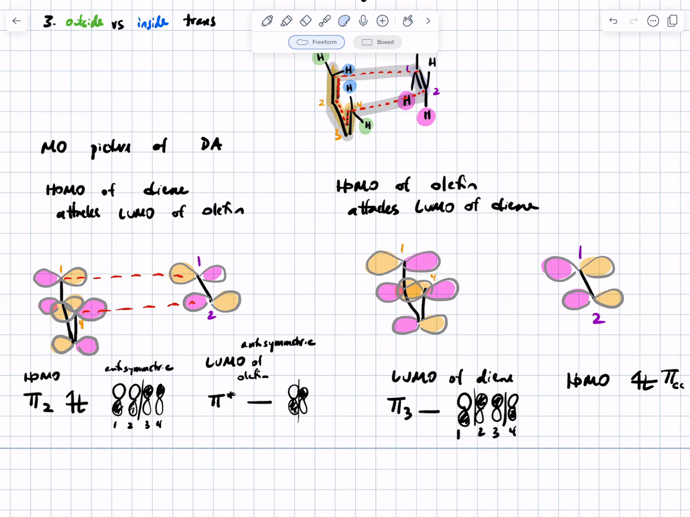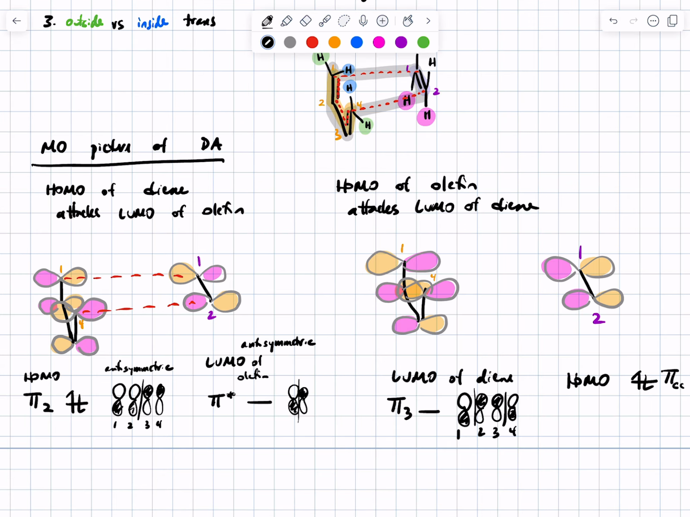So I need you to understand and know that we get the sigma bonds in the Diels-Alder product from the HOMO of the diene attacking the LUMO of the dienophile, and vice versa. We won't know which sigma bond comes from which, but that's where the two sigma bonds come from.